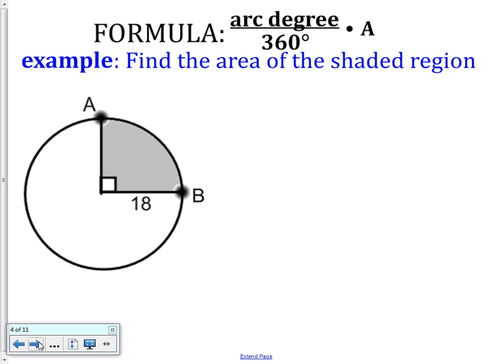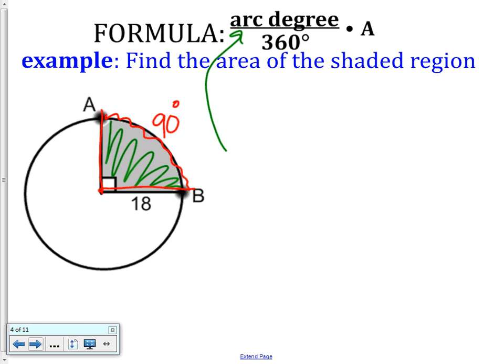All right, so let's work out an example together. So we're given this circle. We're looking for the part that is shaded in, so this part right here. So the first thing we want to find out is the arc degree. Make sure you know that. Okay, so I'm looking at this arc degree right here, and I see that this is a central angle. So the arc degree is going to be the same as the angle. So the arc degree is 90 degrees.